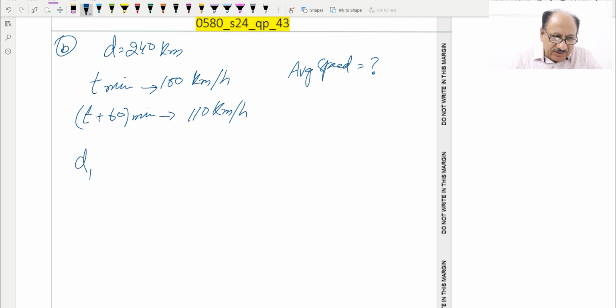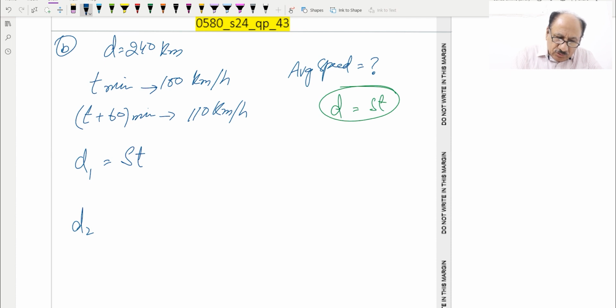So we can divide into two portions. The first portion we can call d1, and the second portion d2, and we know distance is equal to speed into time, so we'll be using this. d1 will be speed into time, which is t, and for the second one this will be speed into t plus 60, because this is t plus 60 time.